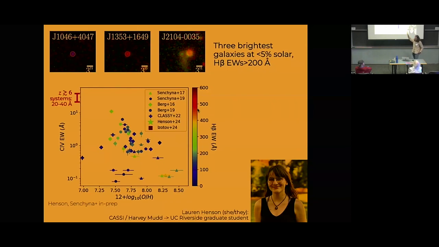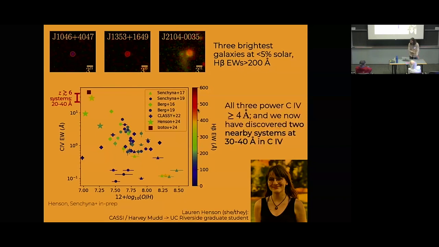This is a composite they've put together of all of the carbon 4 detections in these COS samples as a function of metallicity and carbon 4 equivalent width prior to these new data. And you can see that the max is around 10 angstroms. This is a log scale, so it looks much more dramatic if you put it in linear. But you can see a lot of the structure here at higher metallicity, and this is where these new systems sit. So it turns out that all three of these systems we targeted power carbon 4 in excess of 4 angstroms, and now in conjunction also with this target from Yuri Isatov's paper this year.